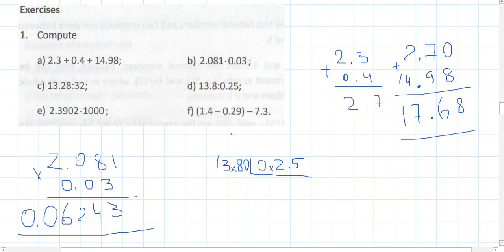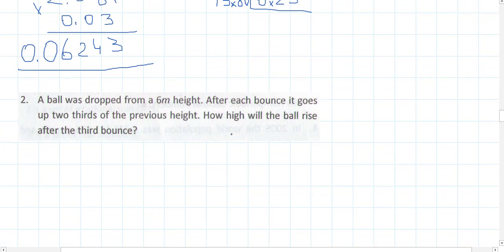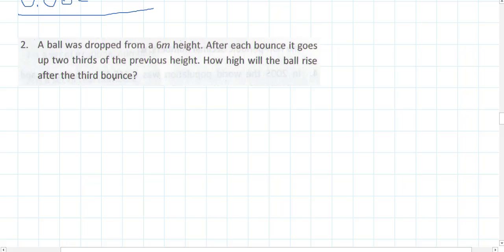Okay, now the next example. A ball was dropped from 6 meters high. After each bounce it goes up to two thirds of the previous height. So how high will the ball rise after the third bounce? So for example, we have a bounce here. So I mean the ball. The ball is dropped from 6 meters.